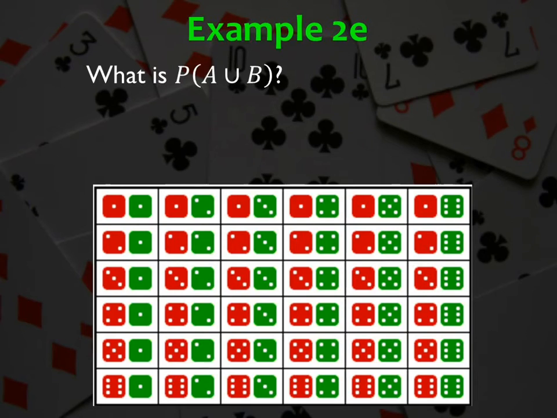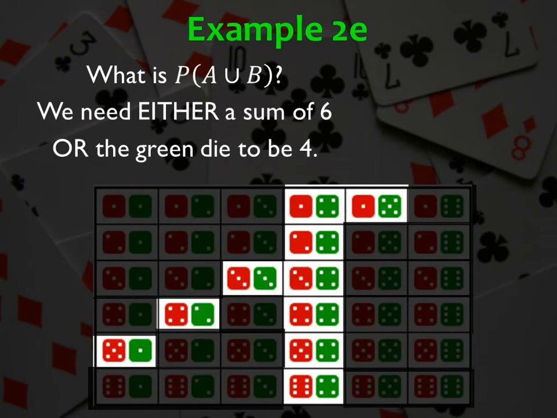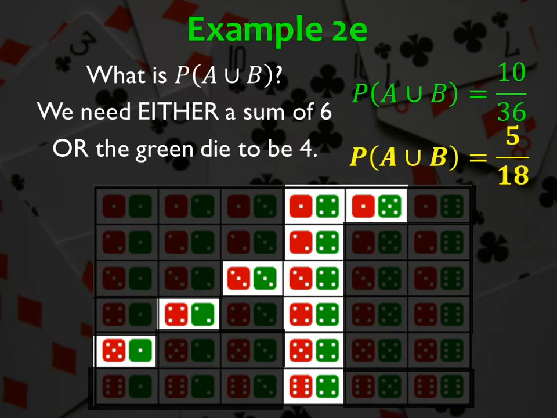2E, what is the probability of the union of A or B? So we want to count the number of ways we get either a sum of 6 or the green die to be a 4. So you see, those are the 5 ways to get a sum of 6 or the green die to be a 4, including the one that we used to get a sum of 6. There are 10 total ways to get a sum of 6 or a green 4, which reduces to 5/18. Notice that the red 2 and the green 4 show up twice. You can't just add the probabilities together because you have an overlap. We'll look at that more a little later.